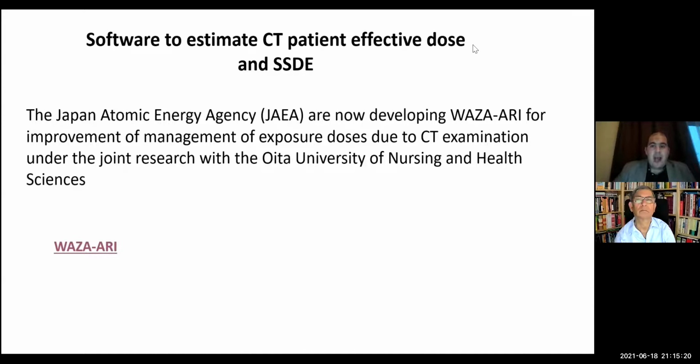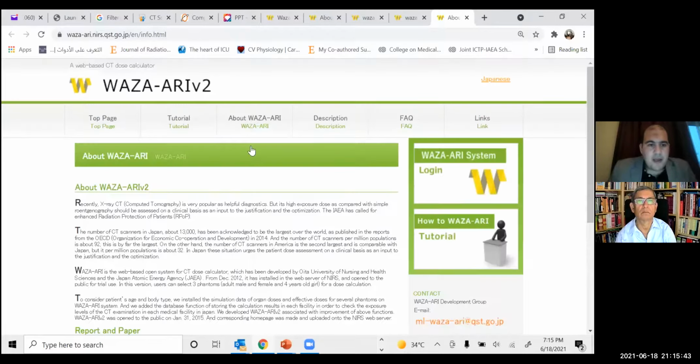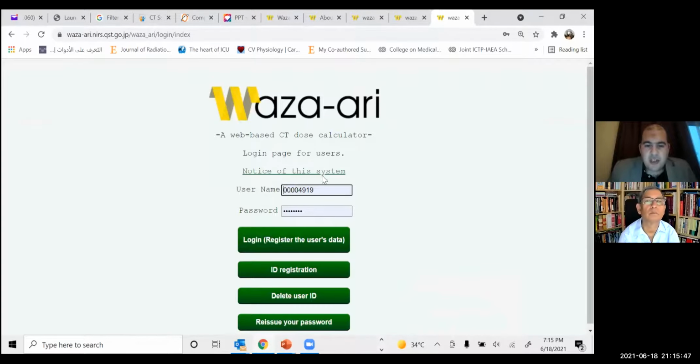So how can I get all this information easily from our software? The Japan Atomic Energy Agency developed a web array for improvement of management of exposure doses due to CT examination, under joint research with the Oita University of Nursing and Health Sciences. You can use this link easily. This link is easy to go through, log in and make registration.